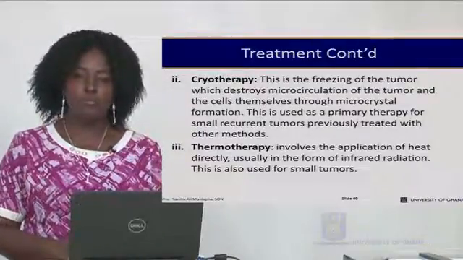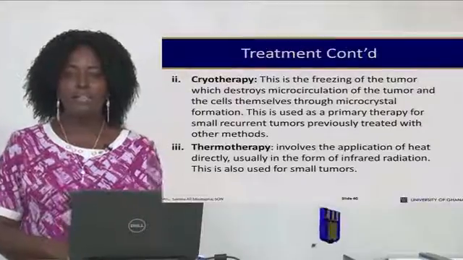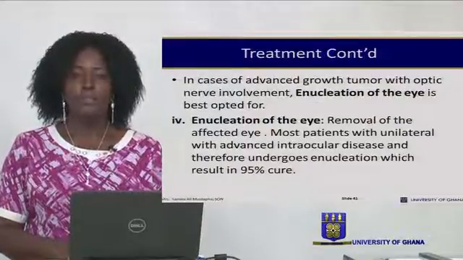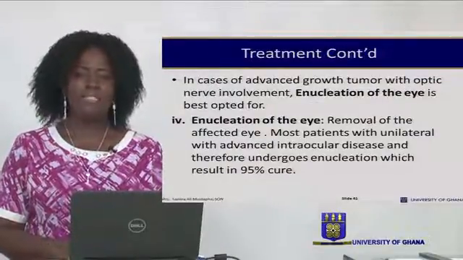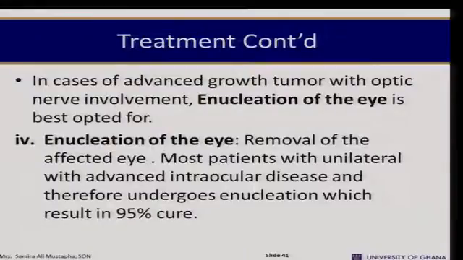Cryotherapy is freezing of the tumor, and this is also done to reduce further spread. And thermotherapy involves application of heat directly. Usually infrared radiation is used in this to reduce the tumor. So the tumor also varies, but in advanced cases there is removal of the eye, enucleation of the eye, and this is mostly done in cases where only one eye is affected and is advanced. And in 95% of the cases, when this is done, it presents a cure.